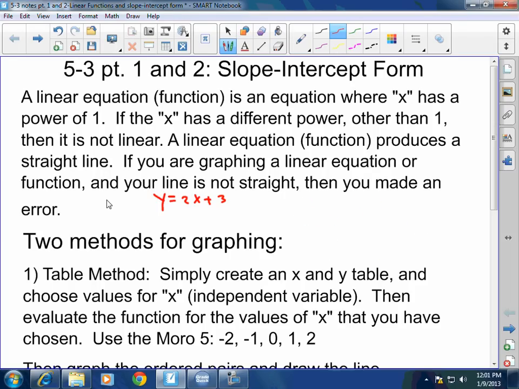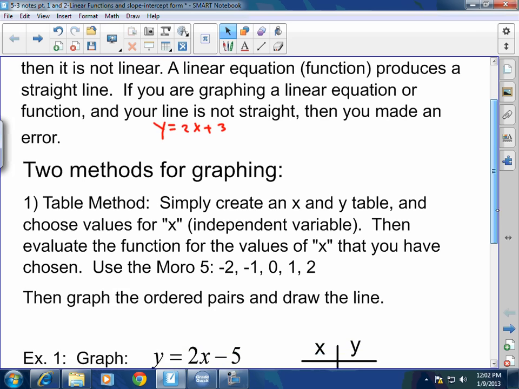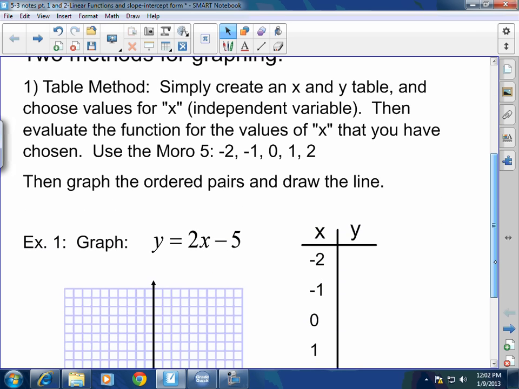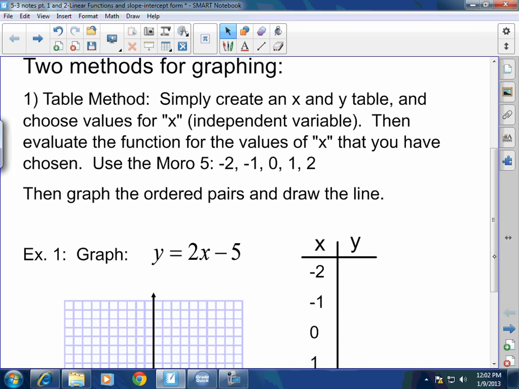Okay, now, let's go a little bit back in time. There are two methods for graphing linear equations. And we already know the first method because we did it all of chapter 4. It was by making a table. Remember, you have a dependent and an independent variable. The independent variable can be anything it wants. So, your table method. Simply create an x and y table and choose values for x, the independent variable.